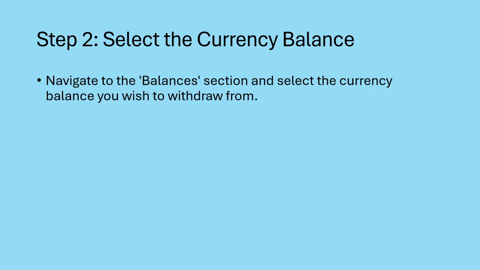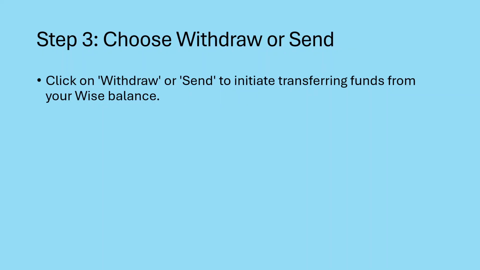Step 2. Select the currency balance. Navigate to the Balances section and select the currency balance you wish to withdraw from. Step 3. Choose Withdrawal or Send. Click on Withdraw or Send to initiate transferring funds from your Wise balance.